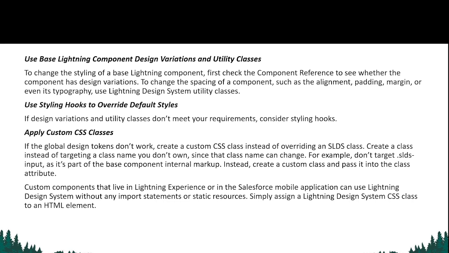As I already told you, we cannot use overriding everywhere in the Lightning components. We can just use it with styling hooks. So if there are design variations, and the utility classes do not meet our requirements or the customer requirements, we have to use the styling hooks there. So how can we apply custom CSS classes? If the global design tokens are not working, you have to create a custom CSS class instead of overriding an SLDS class.